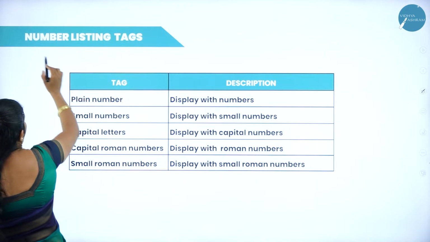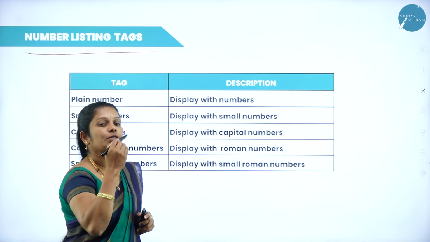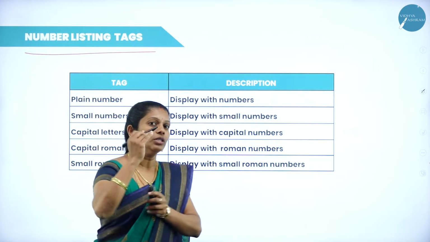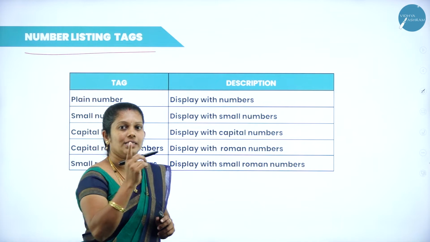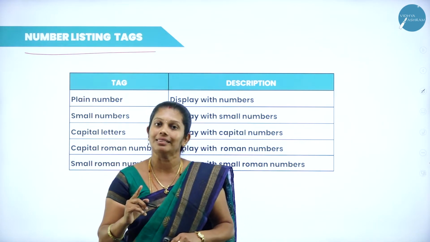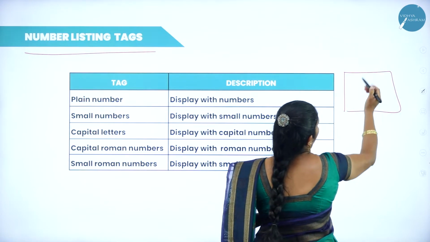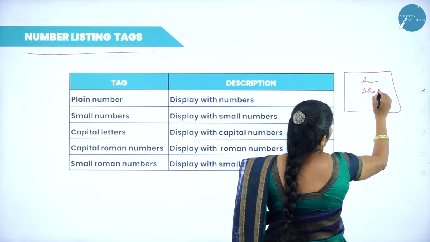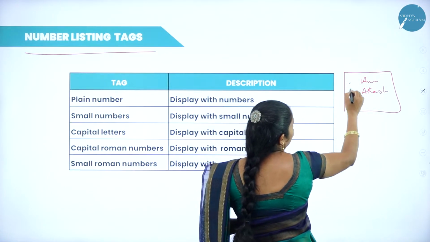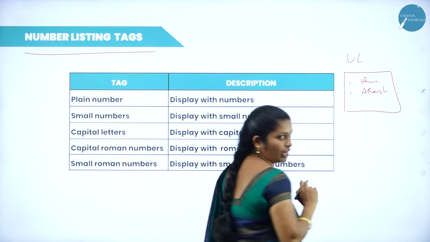Next, we'll discuss the number listing tags, how to display the numbers. When it comes to displaying values or displaying a list, there are two types. One is the unnumbered list and one more is the numbered list. In the unnumbered list, for example, here I am having Anu as well as Akash. If I want to display them in bullets, then we will use the unordered list, UL.